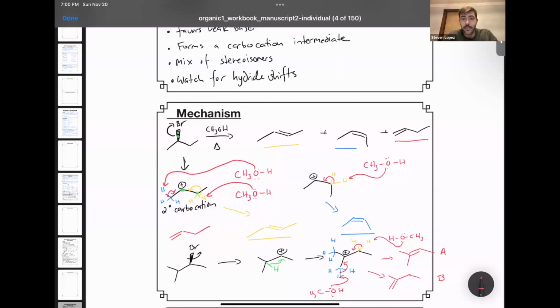A is the Zaitsev product, and it has the more substituted alkene, which we know is more favorable. So this ends up being the more favored product.